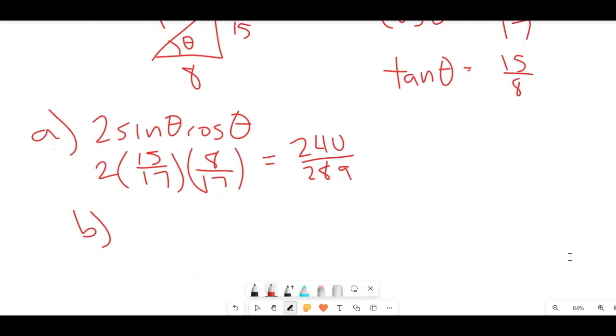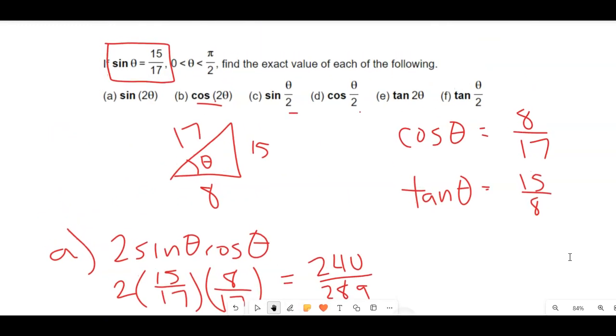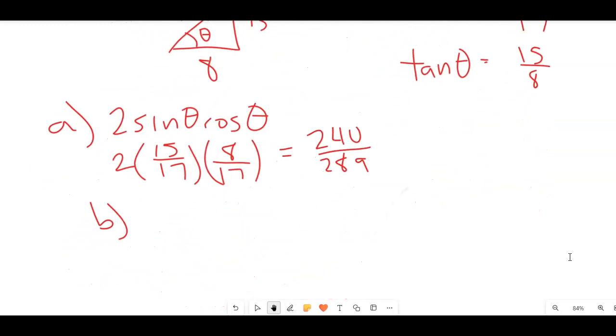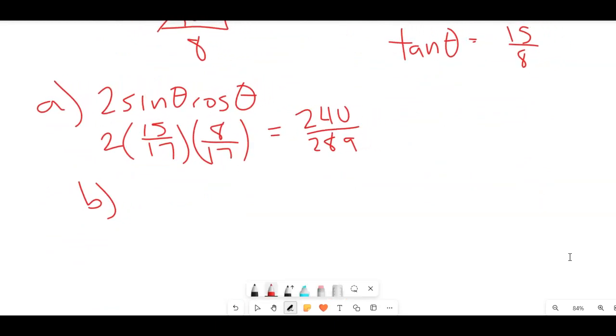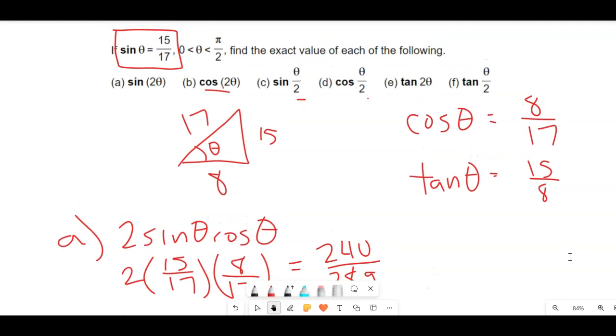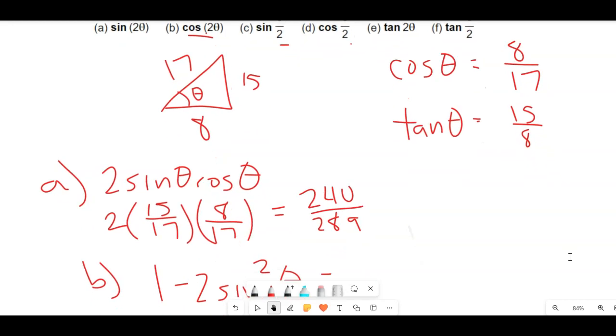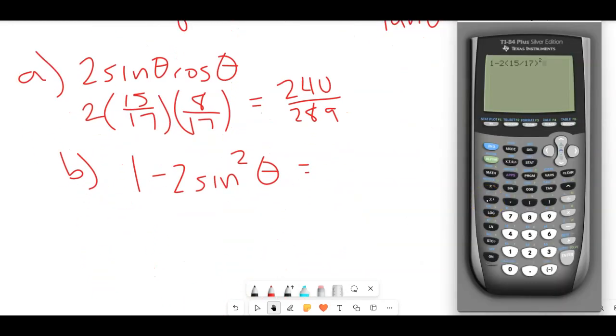All right, B was the double angle cosine. Now there's 3 different double angle cosines that we get. We get cosine squared minus sine squared, 1 minus 2 sine squared, and 2 cosine squared minus 1. There's all these different variations of it. We're given sine. Sine is 15/17. We know cosine now, so it really doesn't matter. But most likely I would use 1 minus 2 sine squared, just because I would have never even needed to do the triangle if all this thing asked me was question B there. So I could just use the sine. So there's how I'd enter it into the calculator, hit enter, again, change it into a fraction.